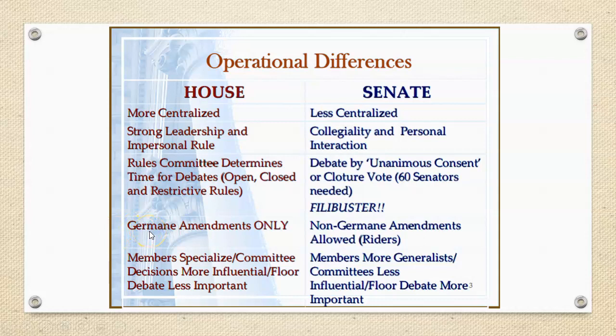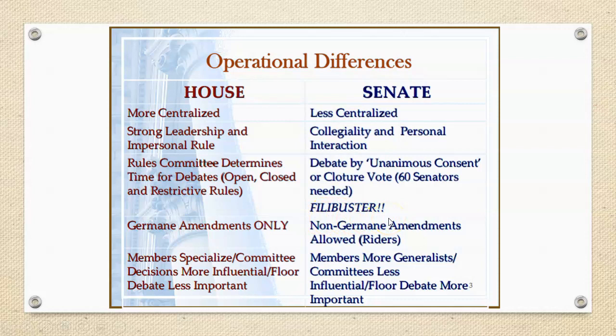So if a bill has something to do with military spending, an amendment that's added has to have something to do with military spending. In the Senate, they allow non-germane amendments. They're called riders. If there's a military spending bill, a senator can add an amendment that has nothing to do with military spending. They can add something that says, hey, I'd like a library put in my district. They can put that in as an amendment in the bill, even though it has nothing to do with military spending. Okay? The Senate also has a filibuster, which we'll talk about in just a second.